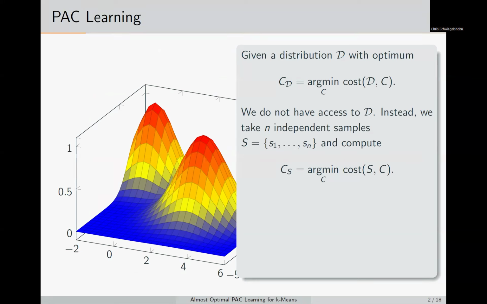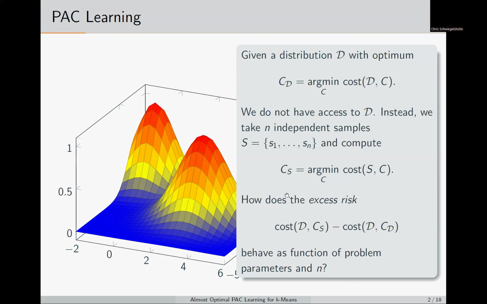What kind of functions we will consider throughout this talk will be given on the next slide. Now, the issue with finding a minimizer over all functions that we have is that we do not have access to the distribution. What we have access to are n independent samples S. And what we can do, for example, is compute the empirical optimum on the samples, denoted by C_S.